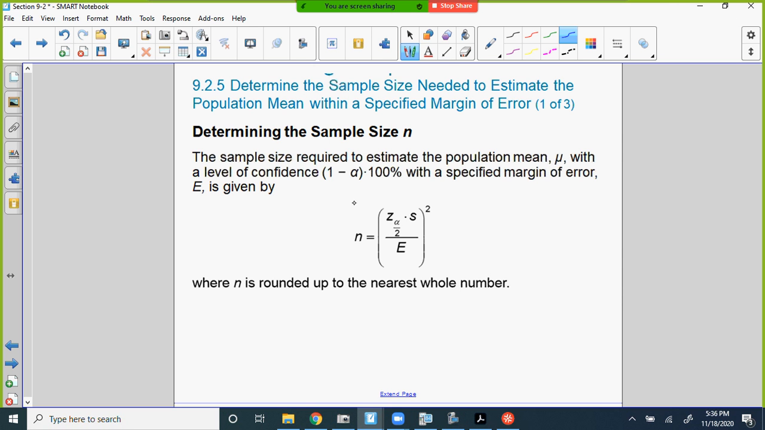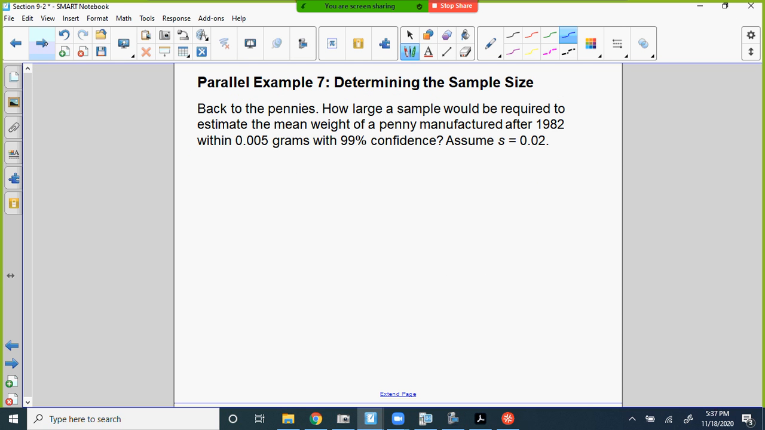The sample size required to estimate the population mean with a level of confidence 1 minus alpha times 100% within a specified margin of error E is given by this, rounded up to the nearest whole number. So the Z-score of the confidence interval, times the sample standard deviation, divided by E, the margin of error, squared.